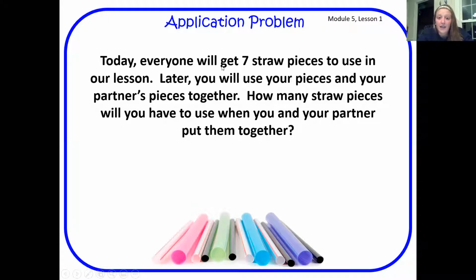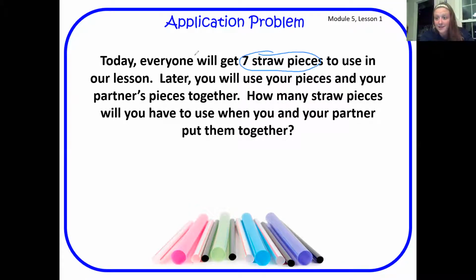Today, everyone will get 7 straw pieces to use in our lesson. Later, you will use your pieces and your partner's pieces together. How many straw pieces will you have to use when you and your partner put them together? So I need to stop and think. Remember cubes? I need to circle my numbers.